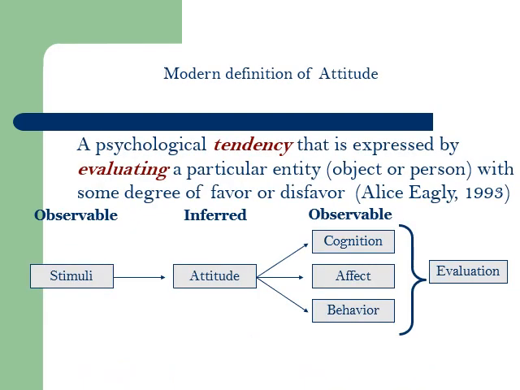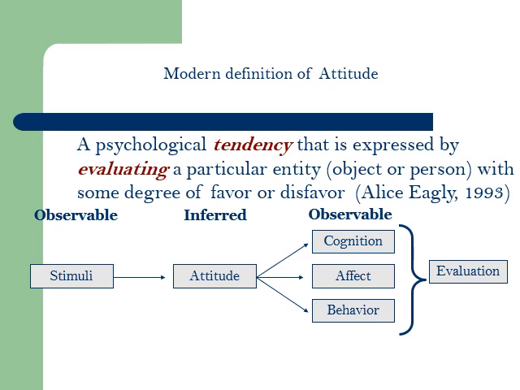On to a more modern definition. Alice Eagly provided this definition in 1993. It's now the dominant definition amongst social psychologists and other scholars who study attitudes. She defines attitude as a psychological tendency. Psychological tendency, so very psychological now.